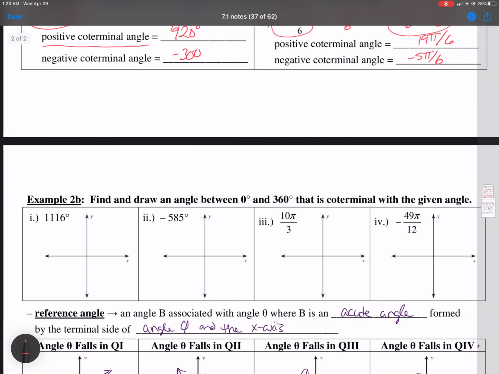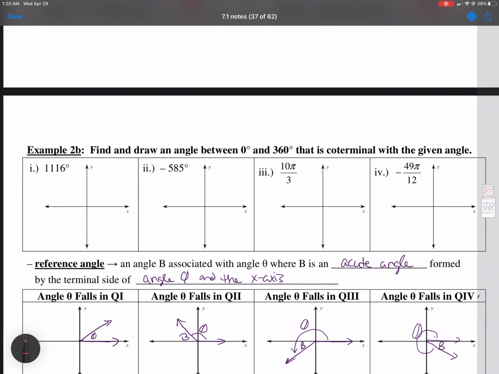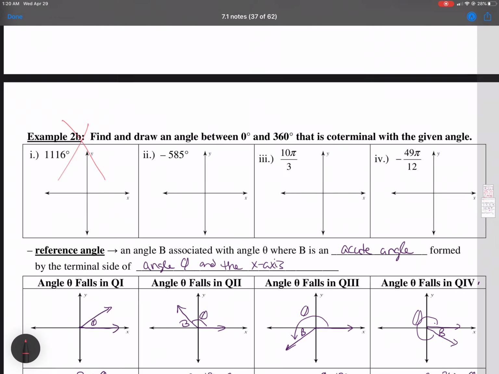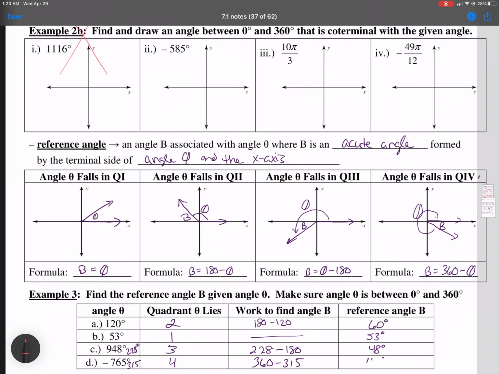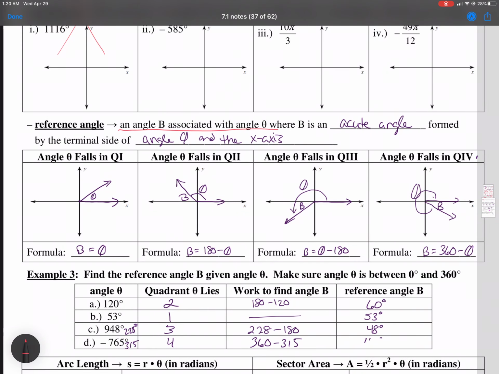Okay, so moving on. The next says, find and draw an angle between 0 and 360. We're not going to focus on that because we're not concerned about drawing the actual angles. So the next thing we're going to look at is a reference angle. Angle B associated with angle theta, where B is an acute angle, meaning it's less than 90 degrees, formed by the terminal side of angle theta and the x-axis.